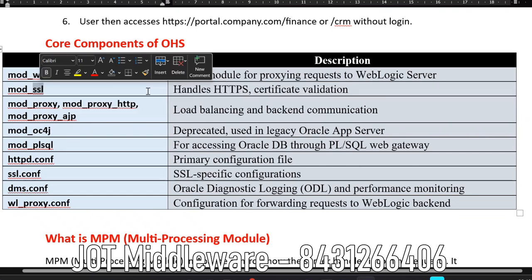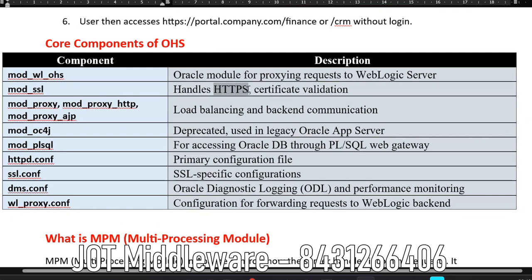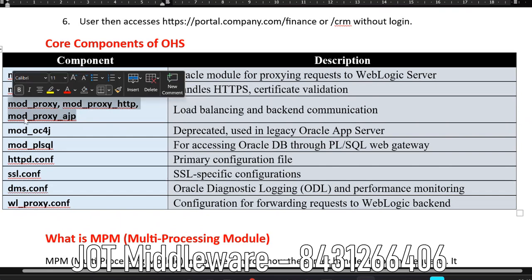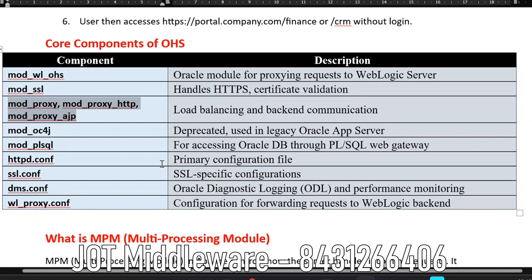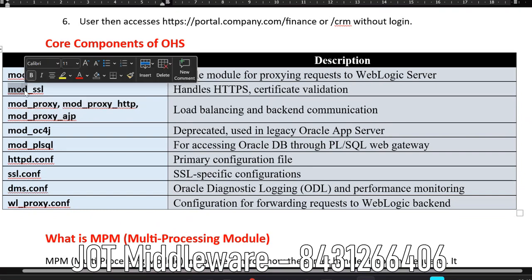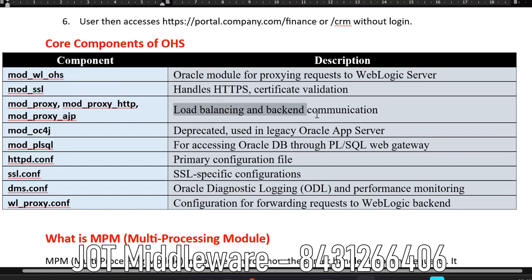And there is mod SSL. It handles the HTTPS and certificate validation. And mod proxy HTTP, and mod proxy AJP. These all are generic modules. Generic modules in the sense it is used by Apache. You can find these modules in Apache as well. Mod SSL as well. So these are used for load balancing and backend communication.